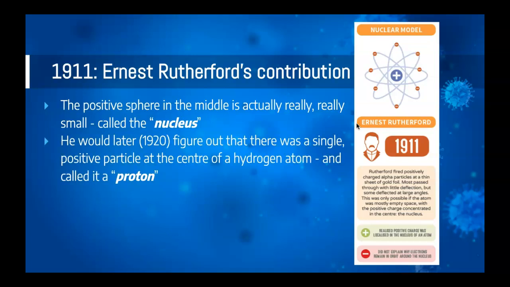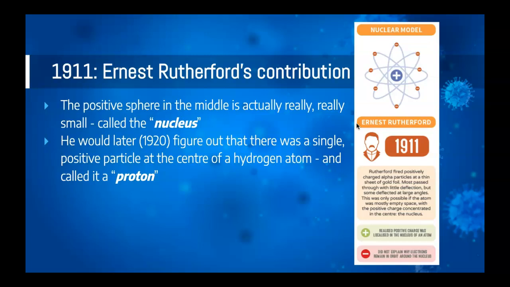Now, what he further figured out a couple of years later, 1920, is that if you were to take a hydrogen atom, and we'll learn a little bit more about hydrogen as we go further on, and you look at just the nucleus of it, it actually turns out to be just a single positive particle. And he called that a proton. So that became our second subatomic particle.